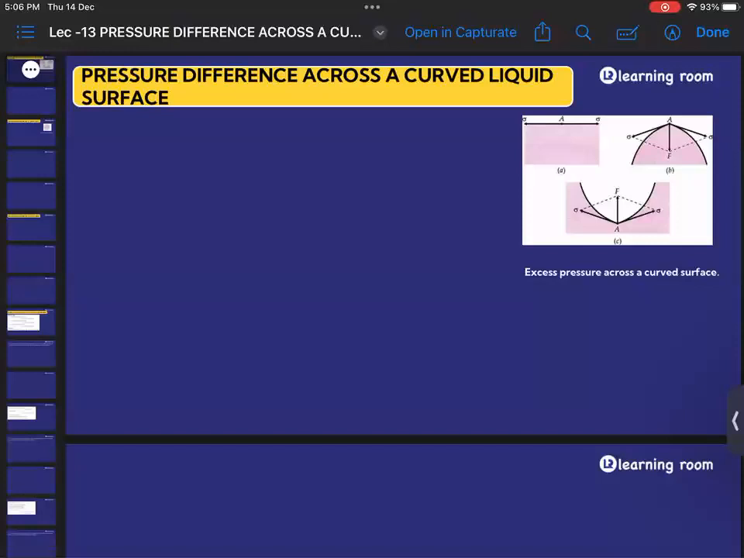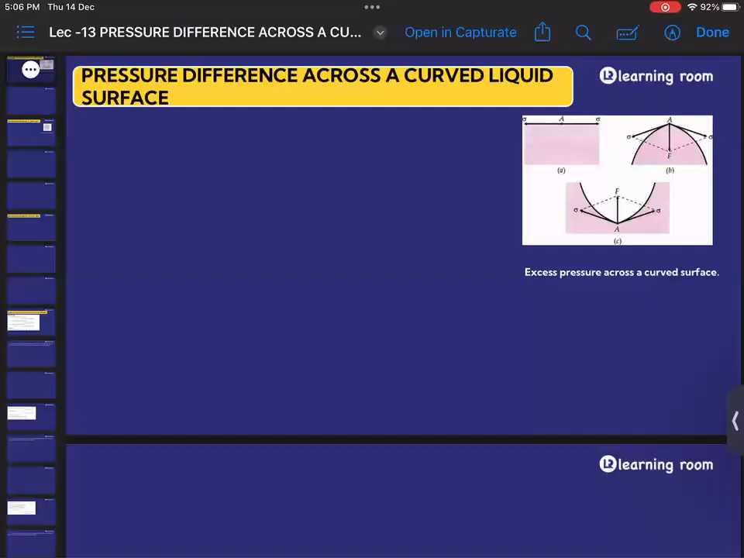Make sense? See, if something has to be flat, then the pressure on both the sides is supposed to be the same. If suppose something is bent like this, which side the pressure is more, bottom or the top? See, it is like this.